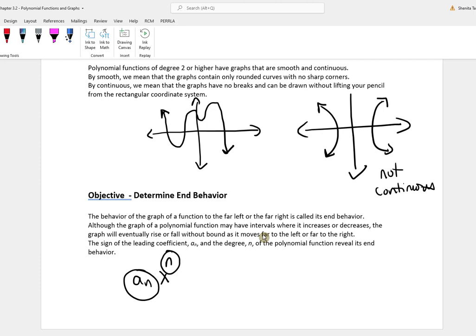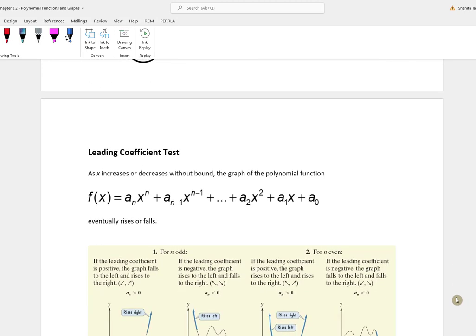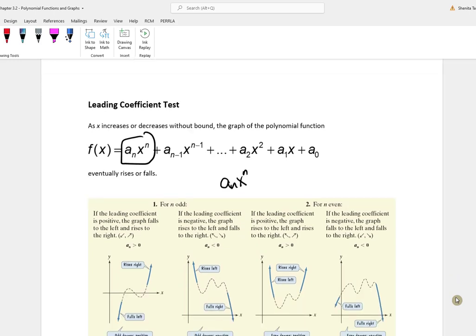So when I mean end behavior, if you go back to this graph here, like this end behavior here and this end behavior here, how does it rise or how does it fall? Okay, so you're going to do a leading coefficient test, and as x increases or decreases without bound, the graph of the polynomial function will eventually rise or fall. So once again, you're going to look at the first term, this term here. You have two different scenarios. Well, actually you have four.